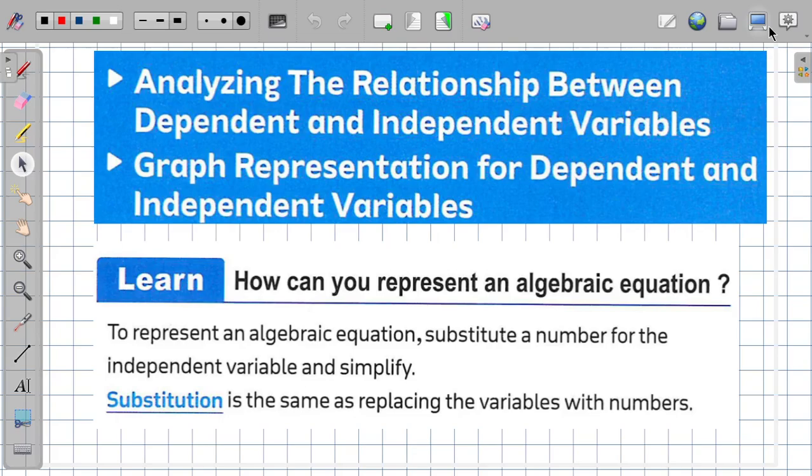We will solve many questions on this part because it's very important in the 6th grade mathematics curriculum, and its questions are always present in any exam. So let's go.